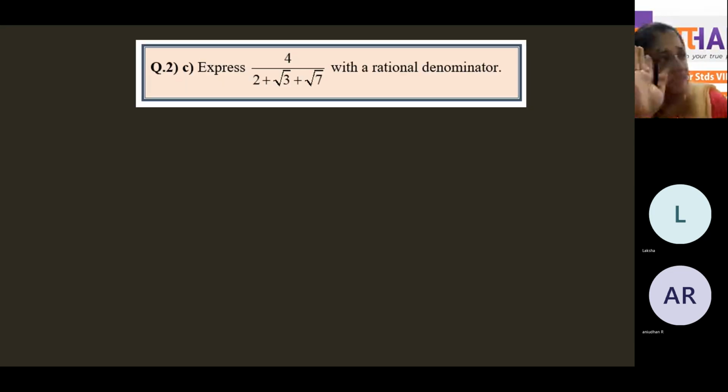Same thing. Enclose a bracket for the first two terms. That's all. Do it confidently. Do it as if you know it very well. That's very important.